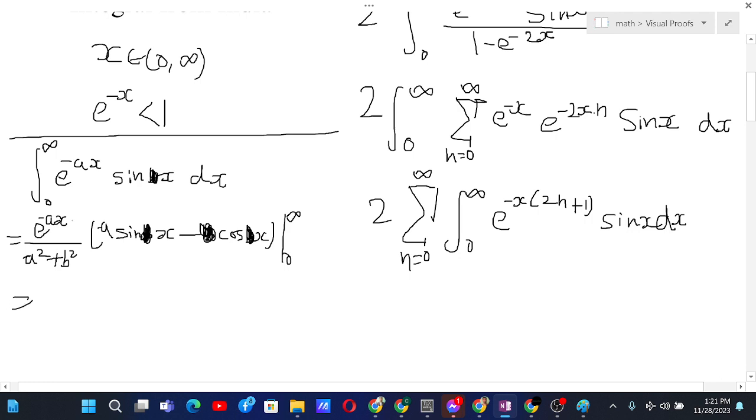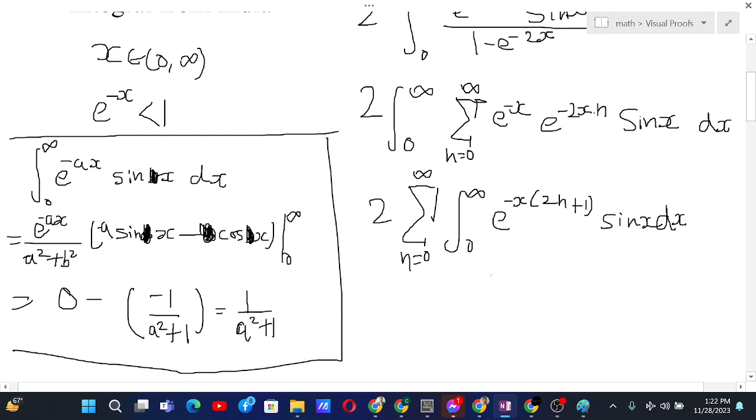So at infinity, the e to the power minus ax dominates, and it's extremely smaller than any of the other terms. We don't need to see these since it's dominant, and that's 0 minus the value at 0. This is 1 by a square plus b square. This is 0. This is minus 1. So it's just 1 by a square plus b square, and b is 1. So 1 by a square plus 1 is the answer for this integral.